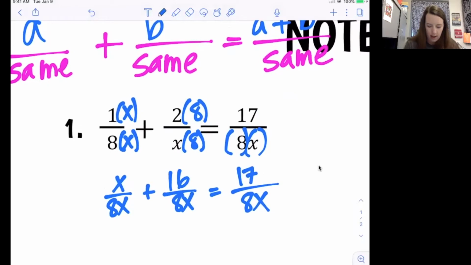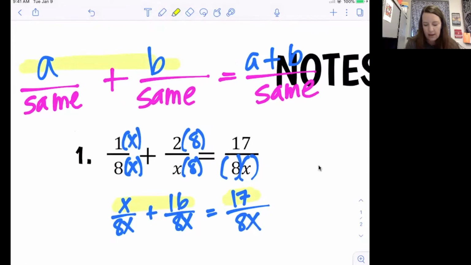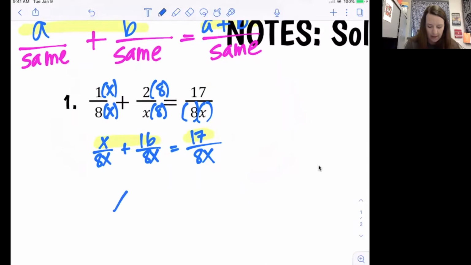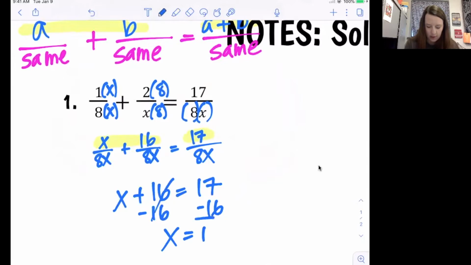So I know now that my denominators are the same, that x plus 16 has to equal this 17, because we set up here a plus b equals a plus b. The numerators are the same. So at this point, we can kind of ignore our denominator as we solve the numerator. So we have x plus 16 equals 17. And then when I solve for x, I find out that x equals 1. So once you have that common denominator, you can ignore the denominator and solve our numerator.